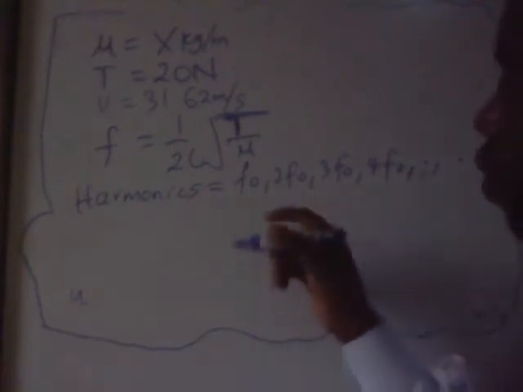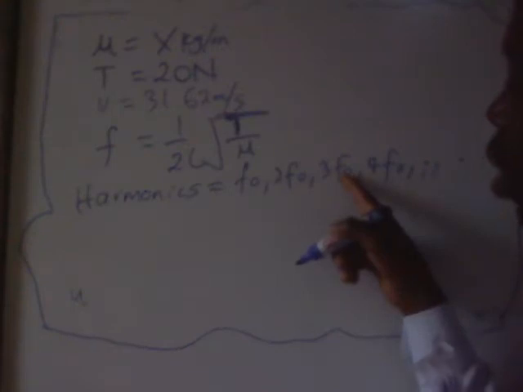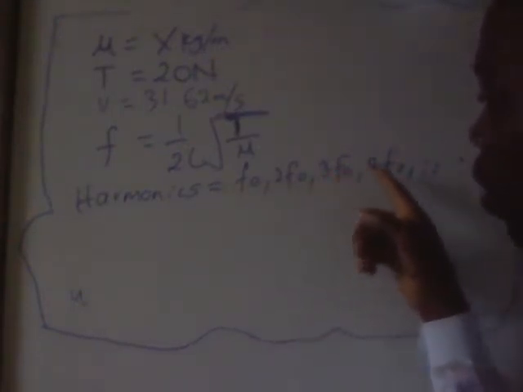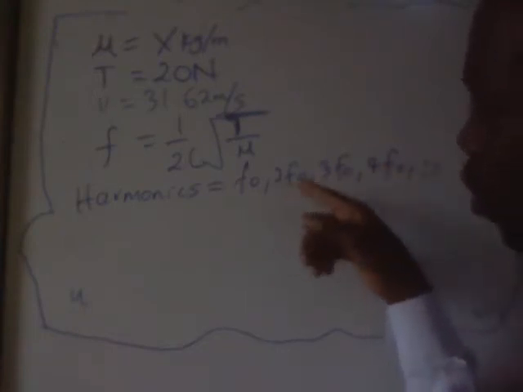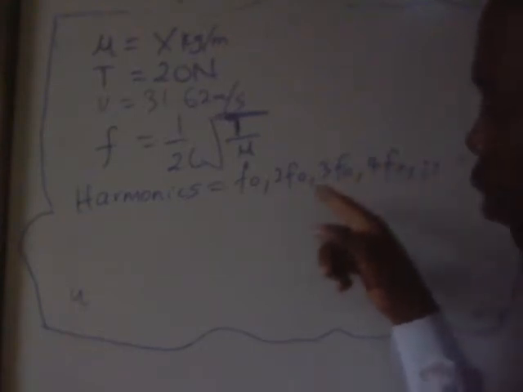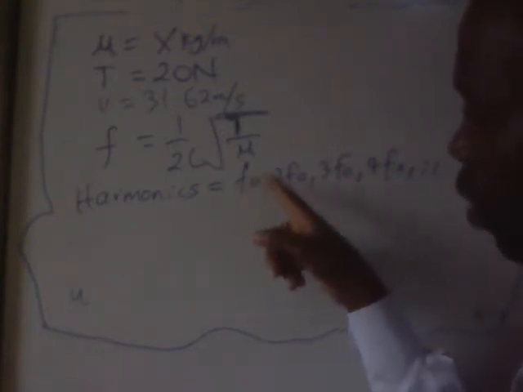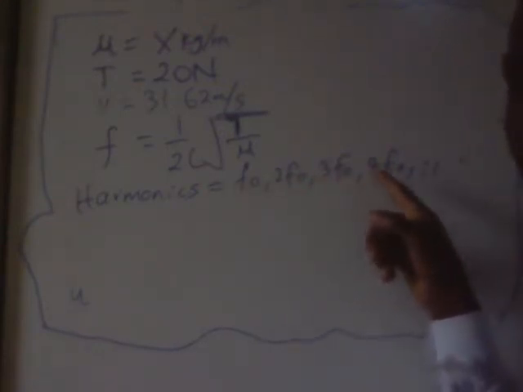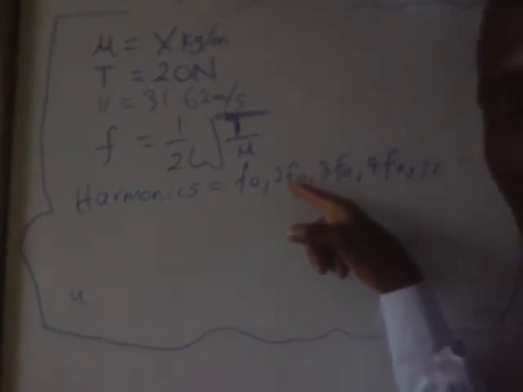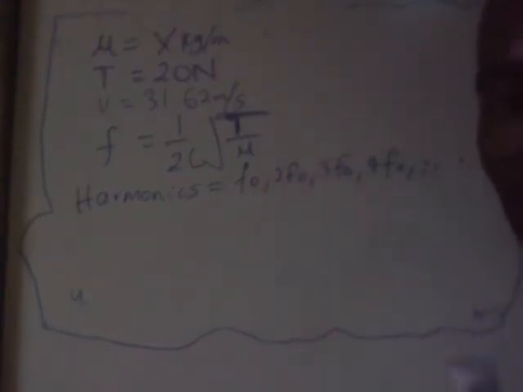Are you there? So this is the first harmonic, this is the second harmonic, this is the third harmonic, this is the fourth harmonic. But this is the first overtone, second overtone, third overtone. So the first overtone is the second harmonic. So this is F naught, and they also go with their own formulas.